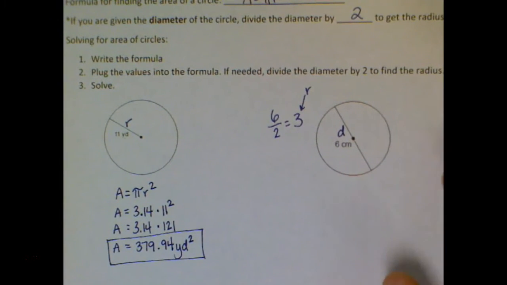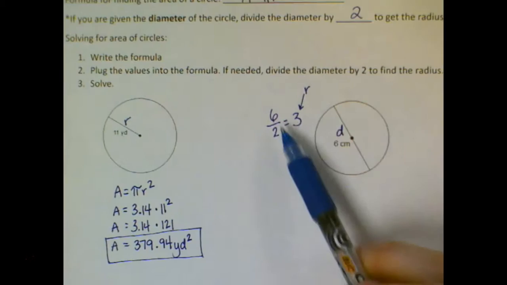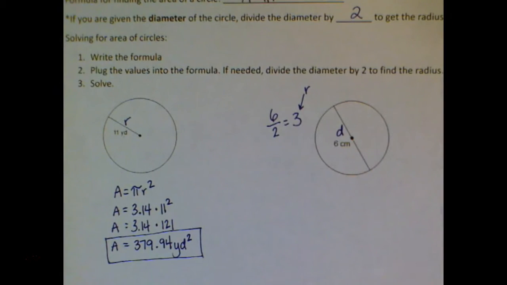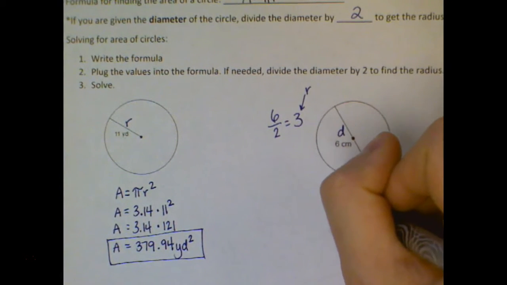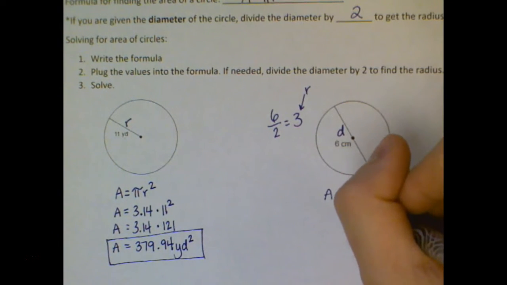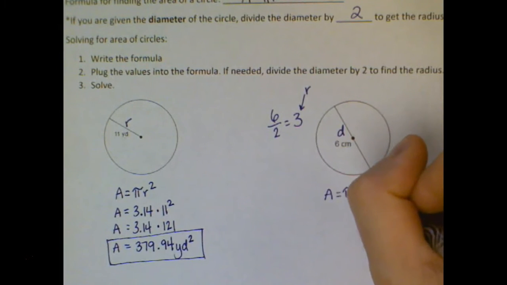More than likely you're doing that in your head, but that's the way that we get the diameter into the radius. So let's do this one together. Step 1, write the formula. A equals pi r squared.